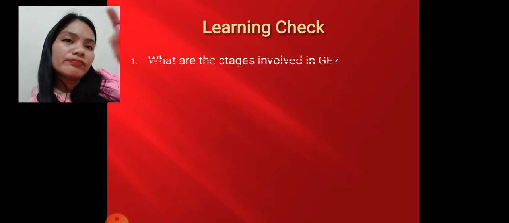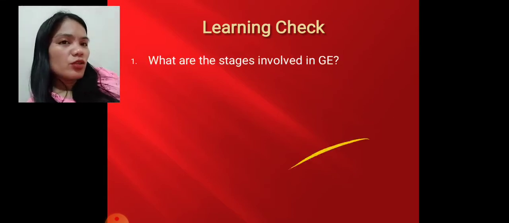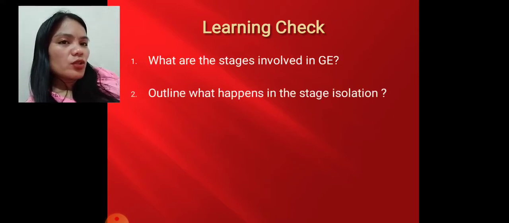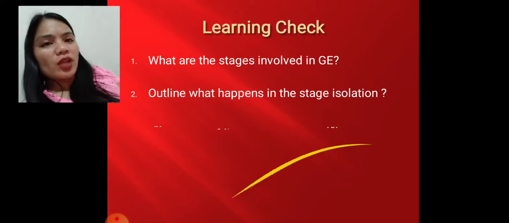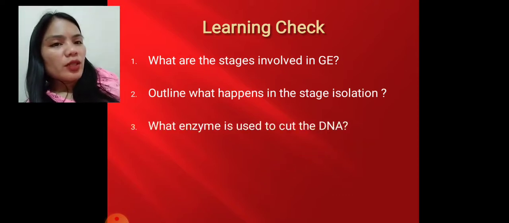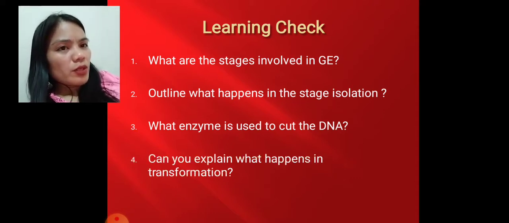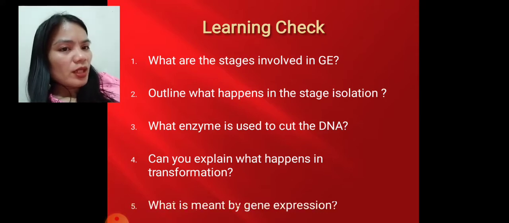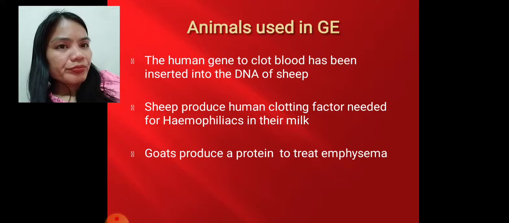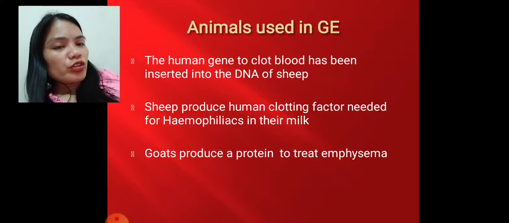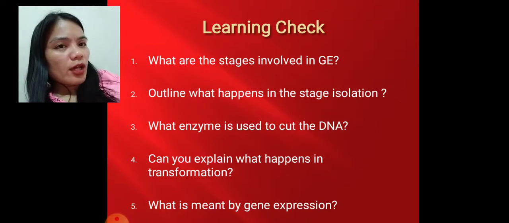Learning check. Sulat nyo ulit sa nyo. What are the stages involved in GE? Outline what happens in the stage isolation. And what enzymes is used to cut the DNA plus? Can you explain what happens in transformation? Putulin ko kasi mahaba na to. Ganyan na lang kayo sa 5. What is meant by gene expression? Putulin ko doon sa una, hanggang dito lang.